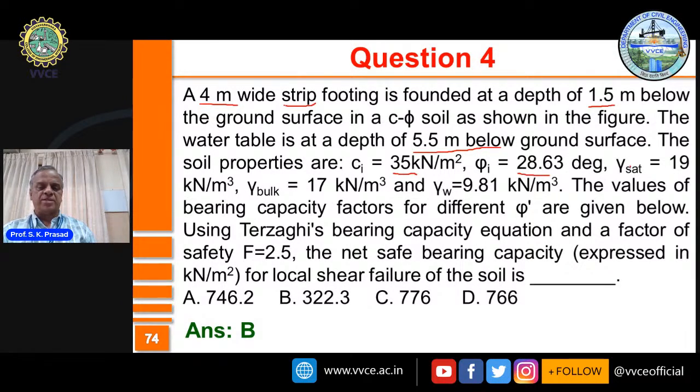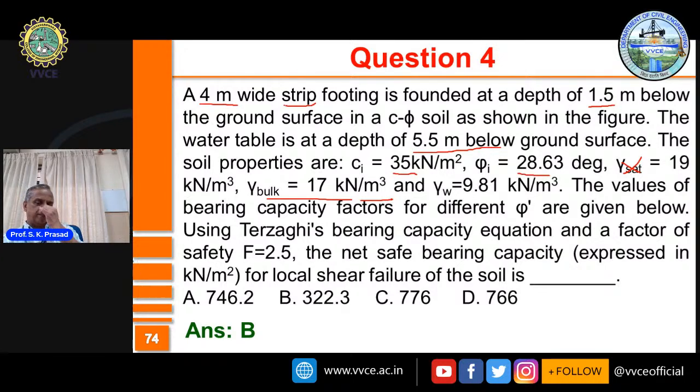And then, gamma sat is given, gamma bulk is given. Naturally, you need to consider gamma bulk here, because the water table is at a far off depth. The values of bearing capacity factor phi dash are given below.